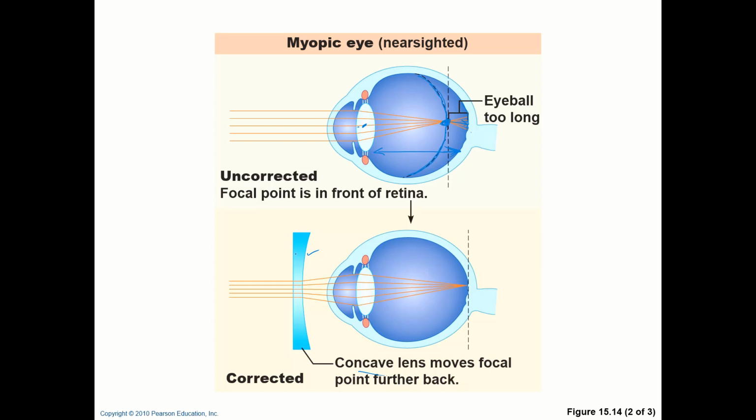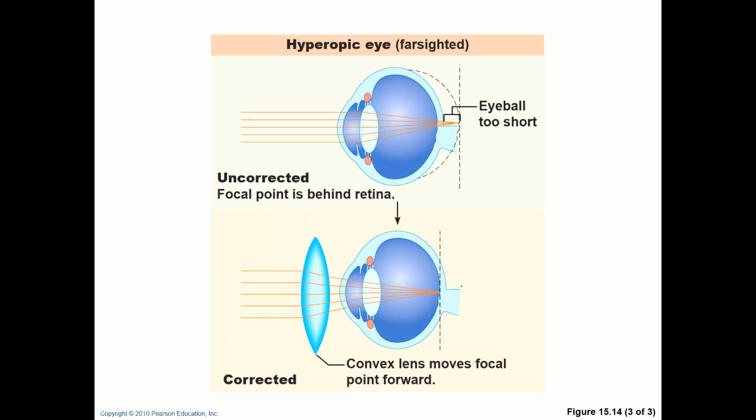When you put the glasses or extra lenses, it will push the focus back here. This is the opposite condition. Here you see the focus is behind the retina, and you have to use a convex lens to bring it forward here. So that is hyperopia.